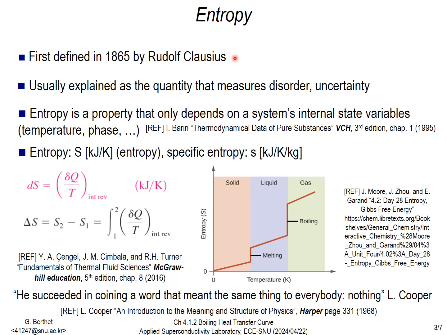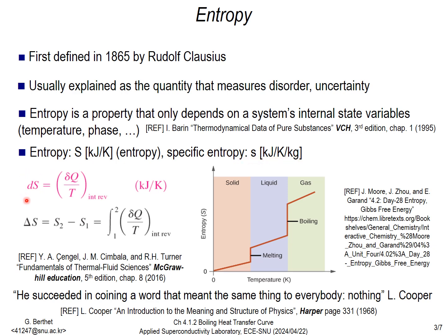First of all, the word entropy was defined by Rudolf Clausius in 1865. Most of the time it is explained as the variable that measures the disorder, which is the classical explanation, or the uncertainty, the statistical definition. Entropy is a property that only depends on a system's internal state variables. So referring to the temperature, the phase, etc., it is defined as the energy divided by the temperature. The specific entropy is the same definition divided by the mass.